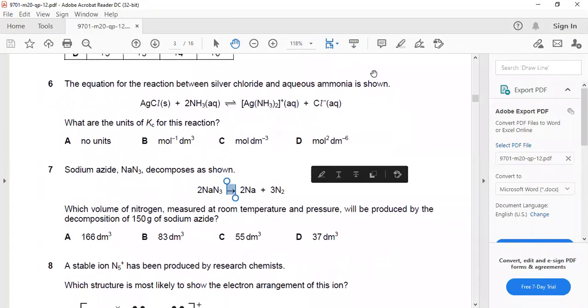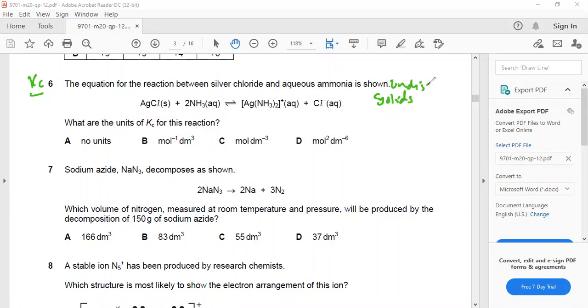Question 6 is about equilibrium. In a Cambridge equilibrium question, we don't mention solids in the expression, because there is no concentration of solid. If something is an undissolved solid, there is no concentration. We cannot say concentration because it's not dissolved. So we do not write AgCl.